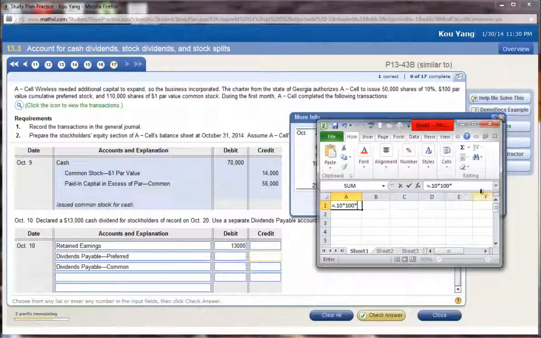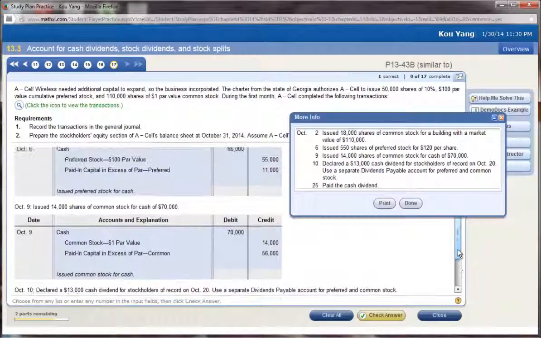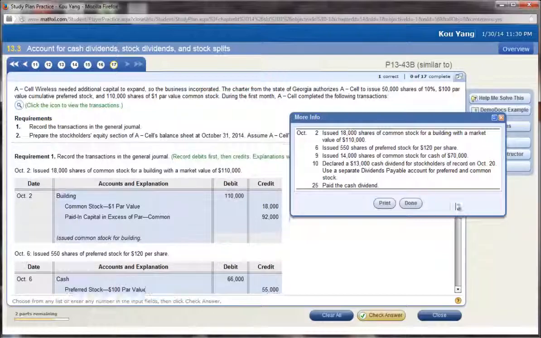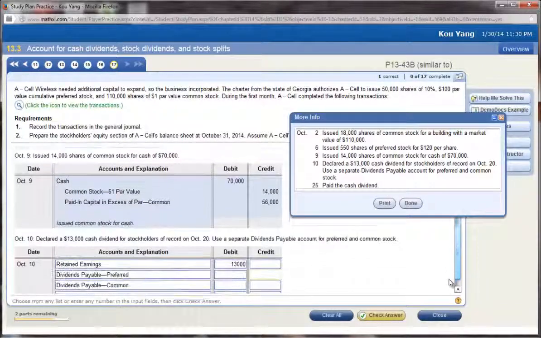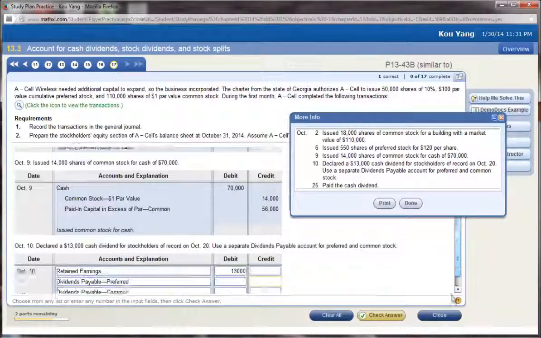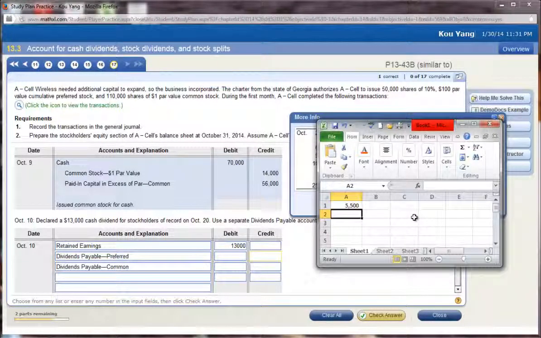and I'm going to multiply that by the number of shares that we issued. So what you're going to have to do is go back to the preferred stock here, and we issued 550 shares, and I believe that's the only time we issue preferred stock. Yes. So I'm going to go back into my Excel and multiply that by 550 shares. Yep. And my amount to allocate to the preferred is $5,500.